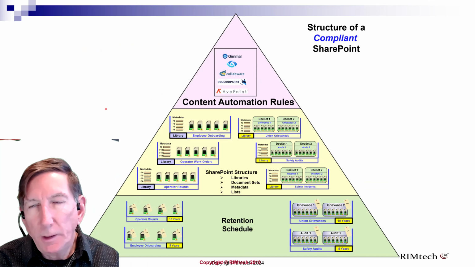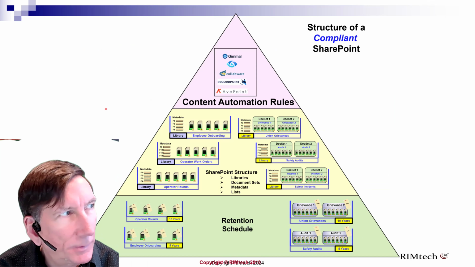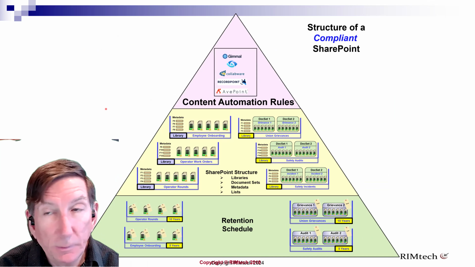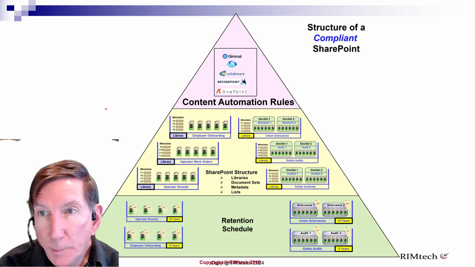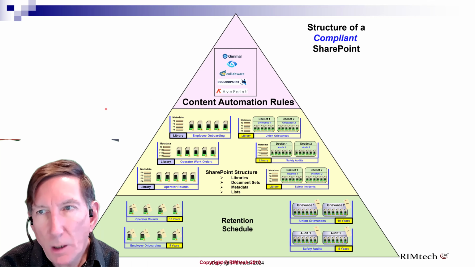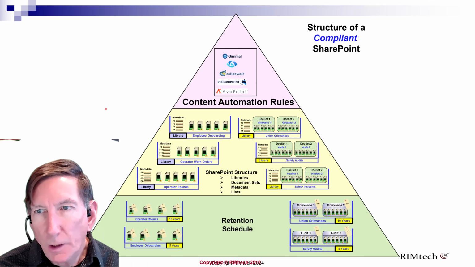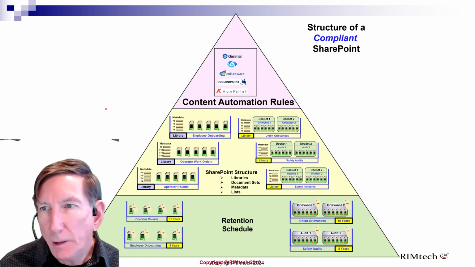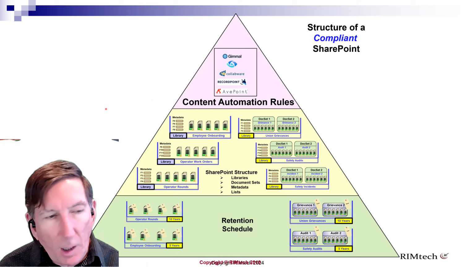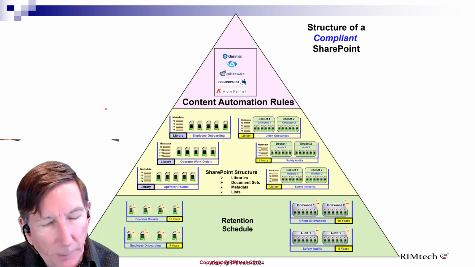Now we go up to the third layer. The third layer is something that no one will ever see, experience, or use except you. Only the records manager will ever go up into this pink layer. And what do they do there? Well, we're going to build content automation rules. What are content automation rules? They're the rules that you specify to say this retention rule will be applied to this particular content in SharePoint.